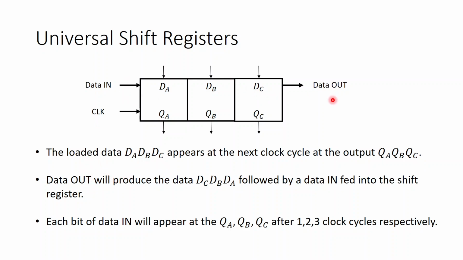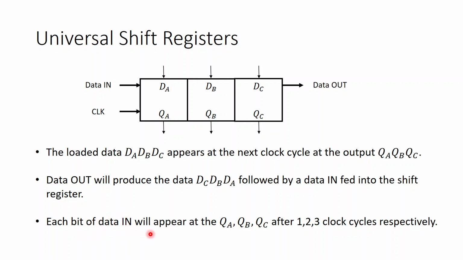This data out will produce the loaded data DC, DB, DA in the reverse order, right? So DA, DB, DC is what you have fed, but it will read as DC, DB, DA. And then anything you have fed in data in will start coming out from the data out, and that will be read in the correct order, followed by the data in fed into the shift register.